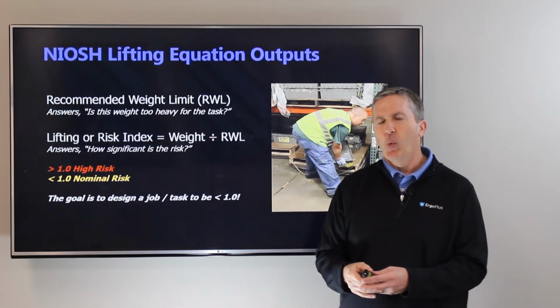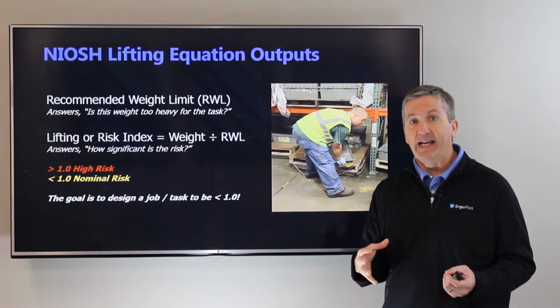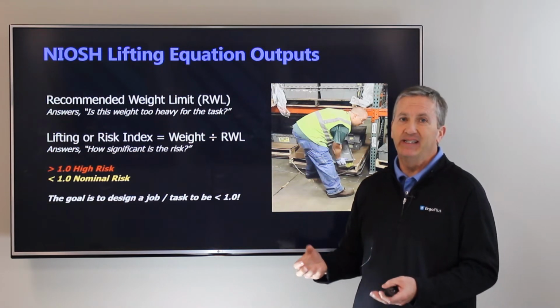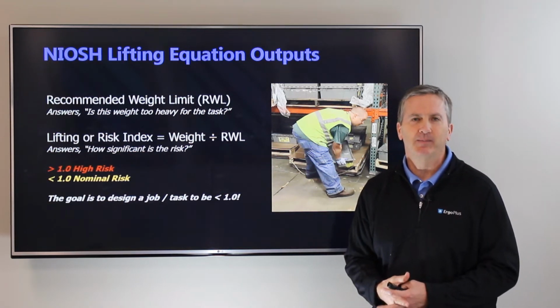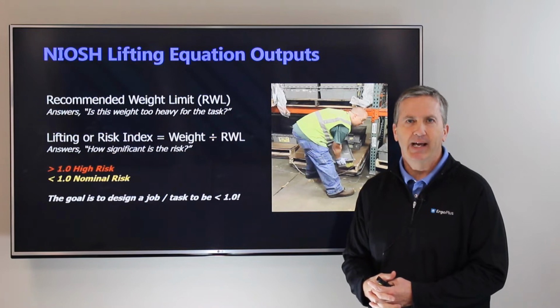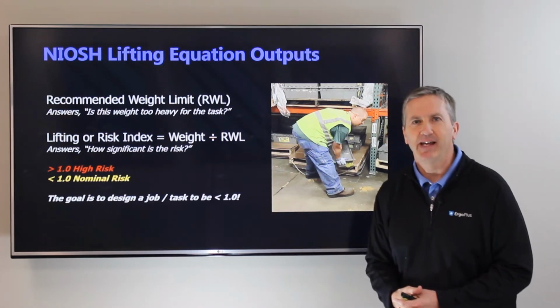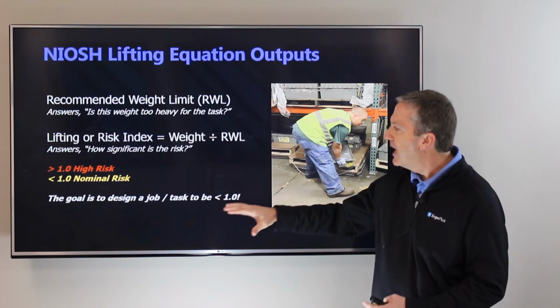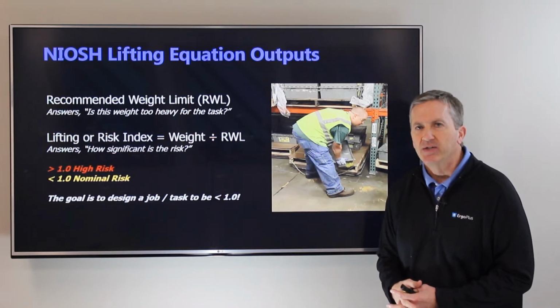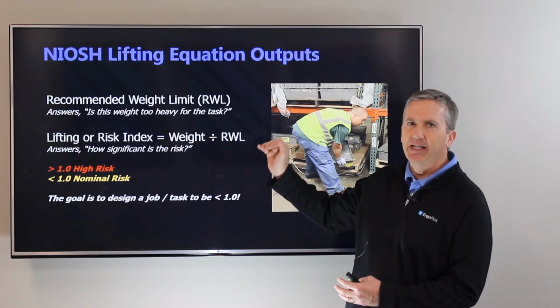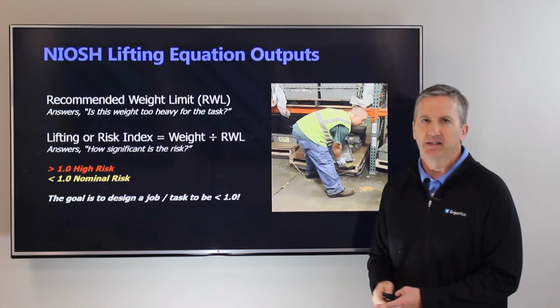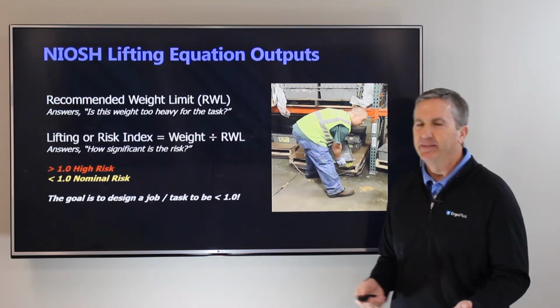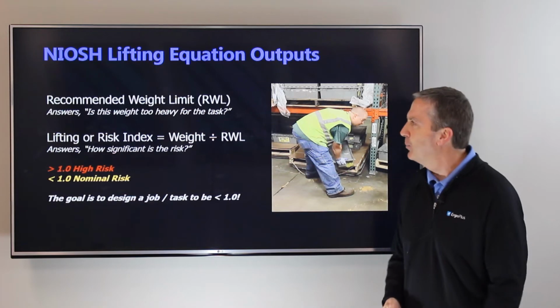Anything above 1.0 indicates that the actual load being lifted exceeds the recommended weight limit, and NIOSH would consider that a high risk. So the goal is to design the job and task variables so that we get a lifting index result that's equal to or less than 1.0.